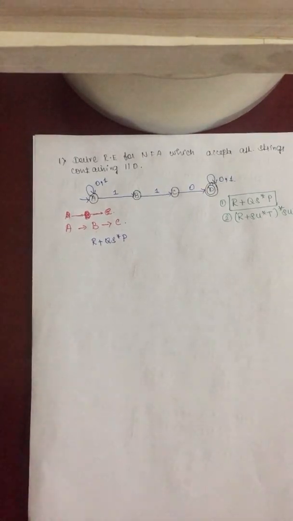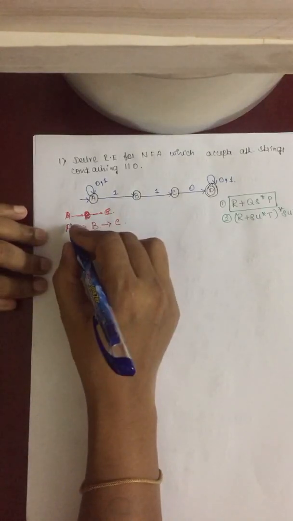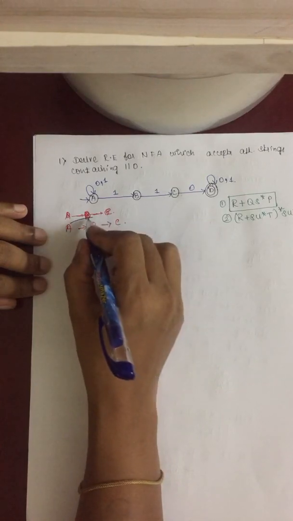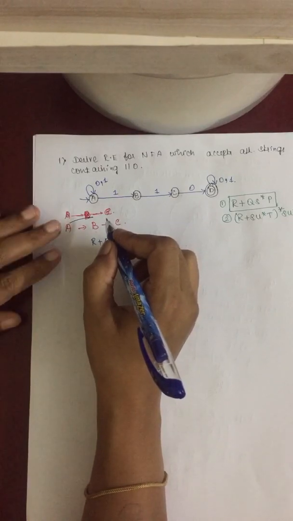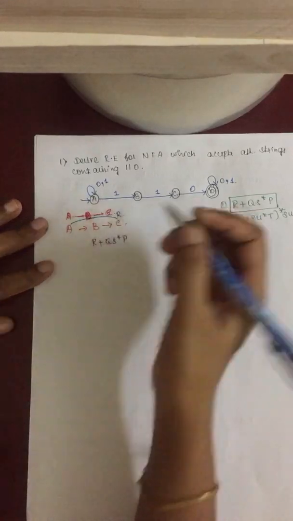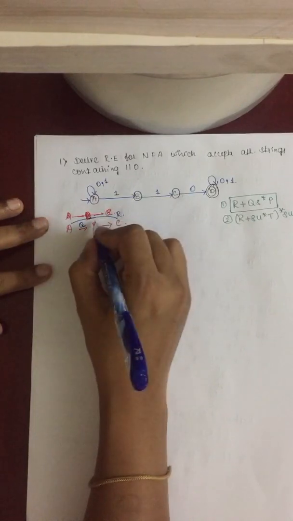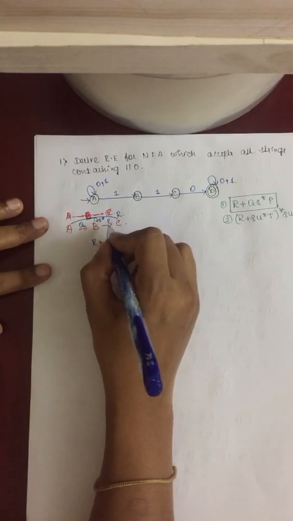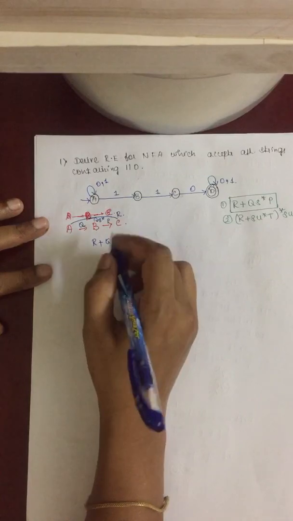Now what is R here? The direct connection from A to C is going to act as R over here, right? The direct connection from A to C is going to act as R. Q is going to be the incoming transition to the state which we are going to eliminate. S star is going to be the self loop for the intermediate state, and P is going to be the outgoing transition from the state which we are going to eliminate, right? So this is the formula we are just going to apply.